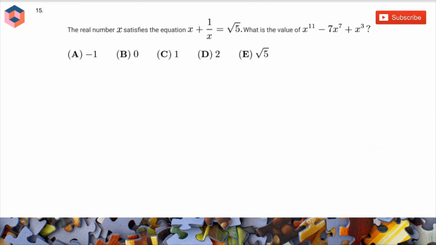Problem number 15. The real number x satisfies the equation x plus 1 over x equals the square root of 5. What is the value of x to the power of 11 minus 7 times x to the power of 7 plus x cubed? Now you could bash this out, make this a quadratic by multiplying both sides by x, and you'd find a nice answer at the end.